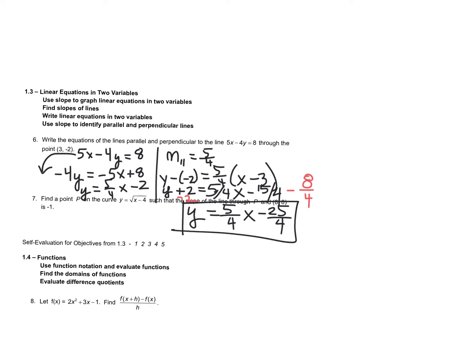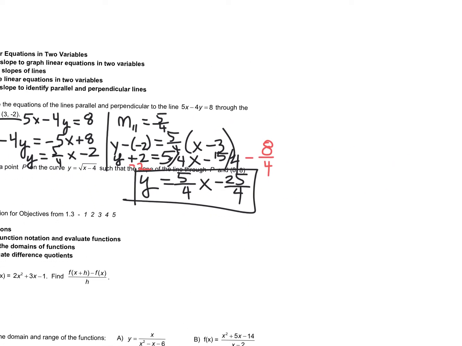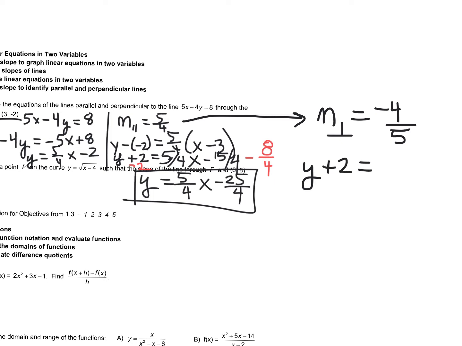For perpendicular, doing the same thing, except I'm going to take that initial slope and do the opposite reciprocal. So the perpendicular slope, flipping and making it opposite, is negative 4/5. And now we're going to go through the same process again. y minus negative 2, I think I can write that as y plus 2 without losing any of you. And then I have negative 4/5, and I still have the x minus 3. I'm going to distribute and then solve.